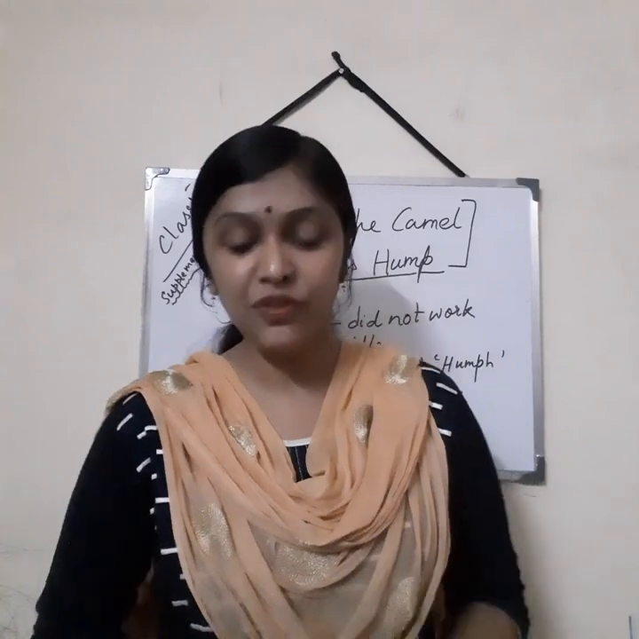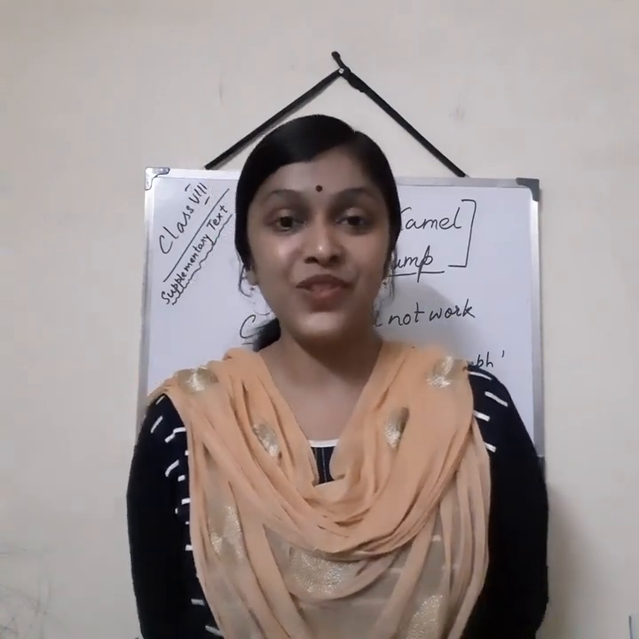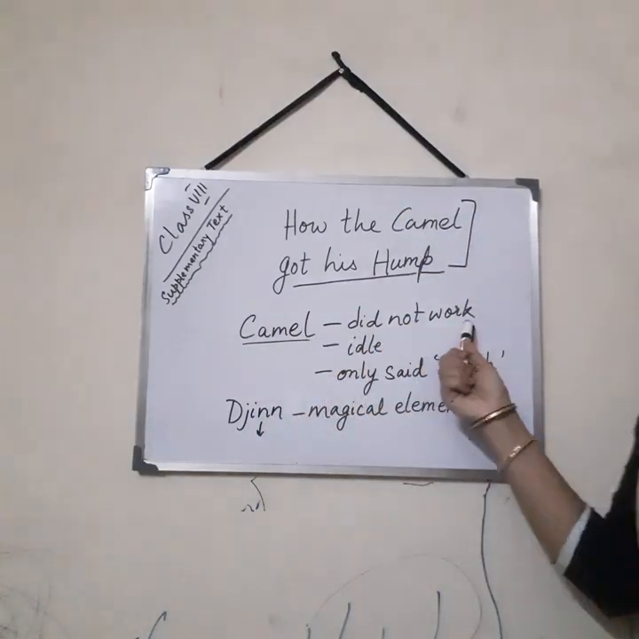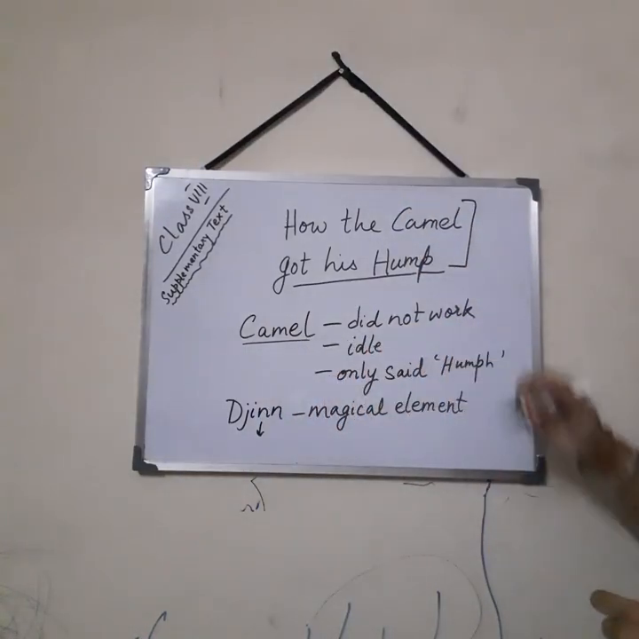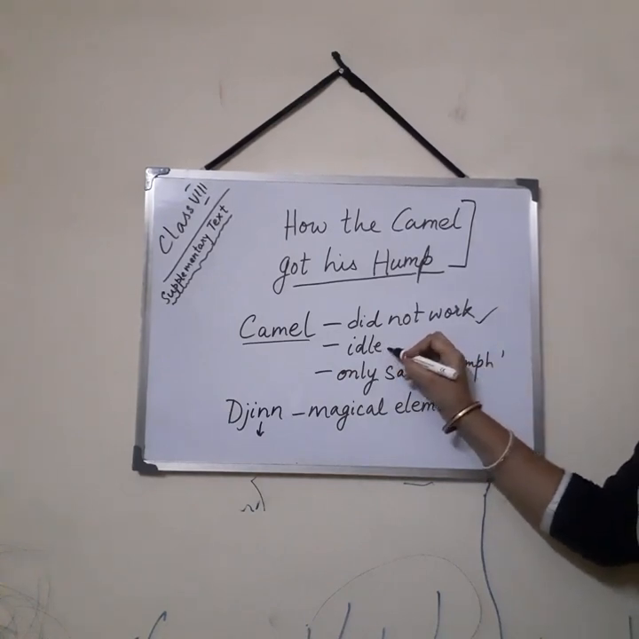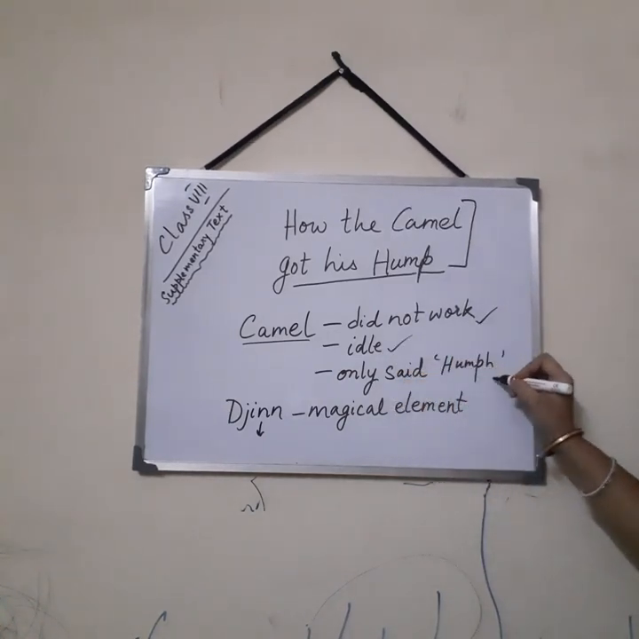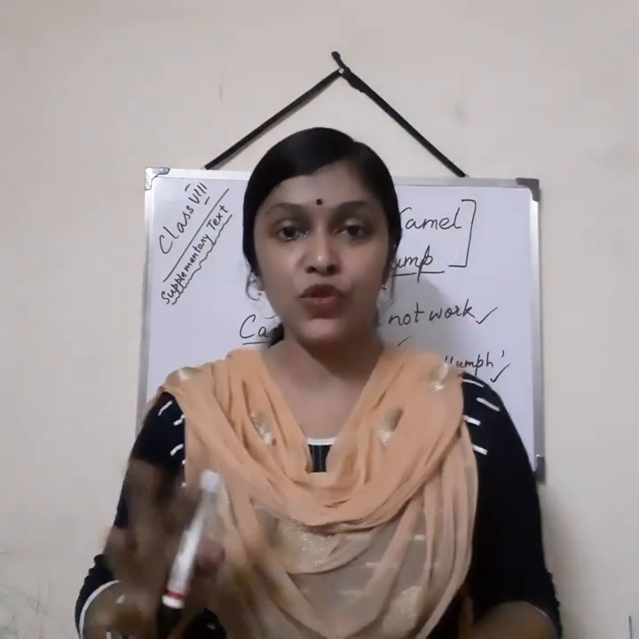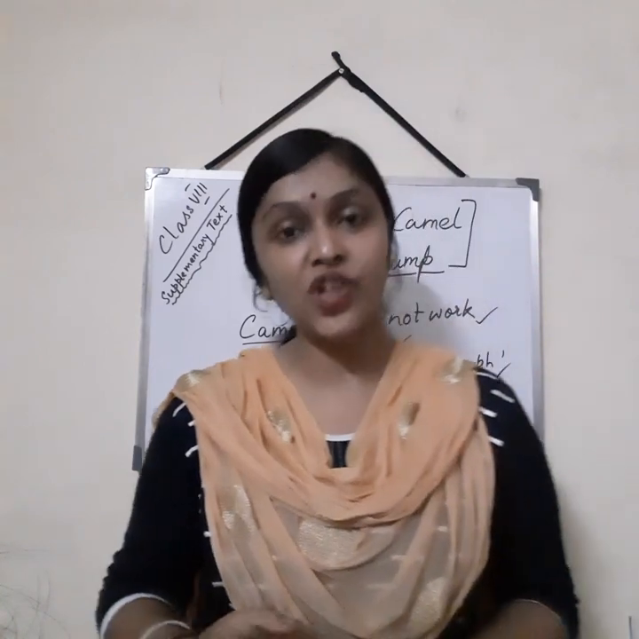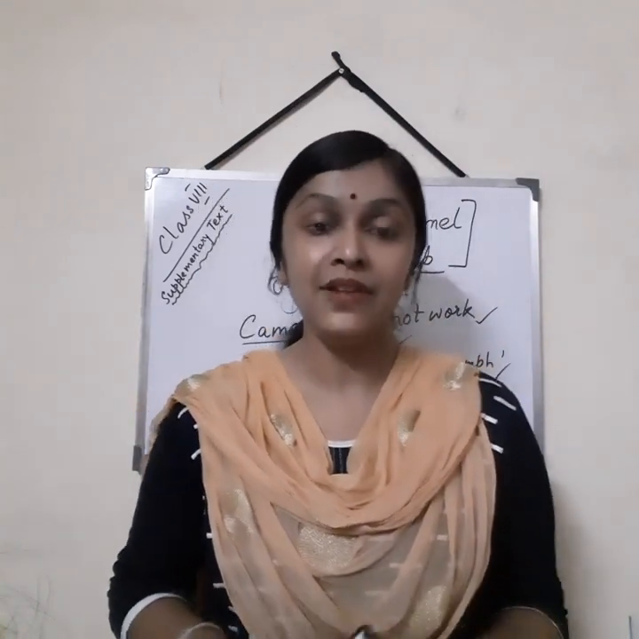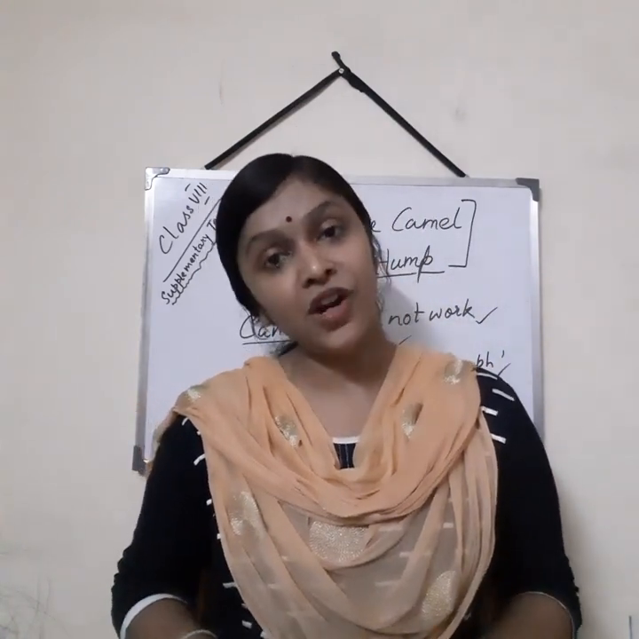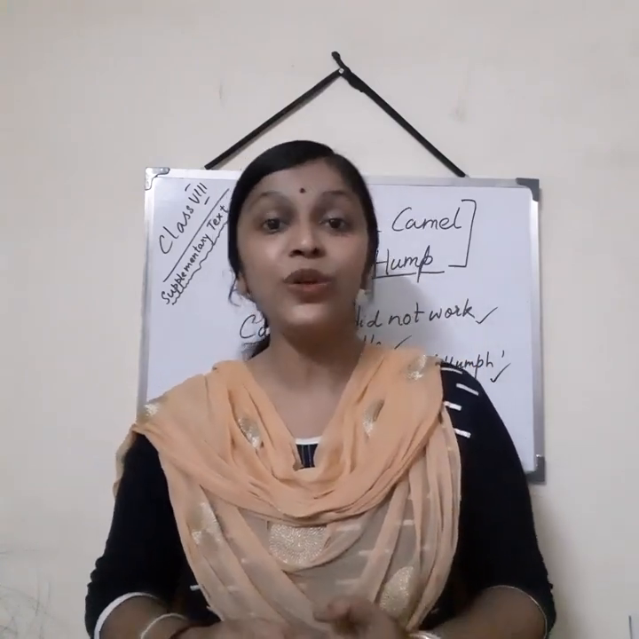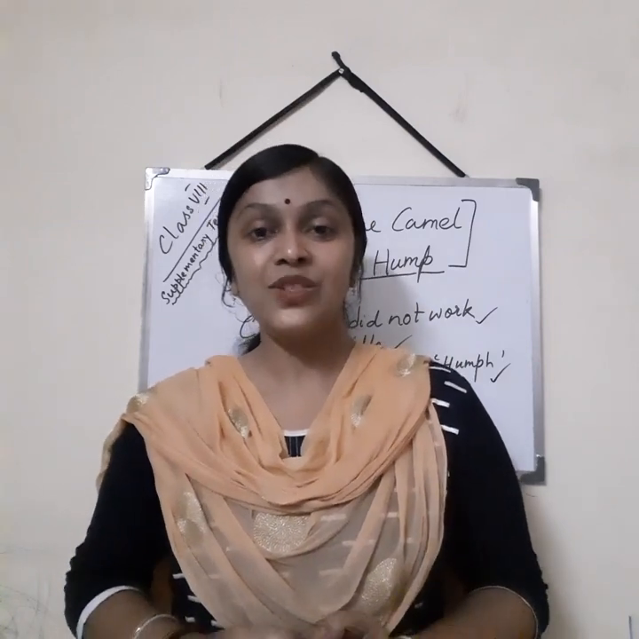So what do we understand from the story? Till now we understood that the camel did not work. He was an idle creature and he only said, "Hump." And the jinn brings in the magical element of the story. He is a magical creature who was in charge of the entire desert, and he came in front of the three animals and promised them to deal with the camel in his own unique fashion. So let us stop over here.